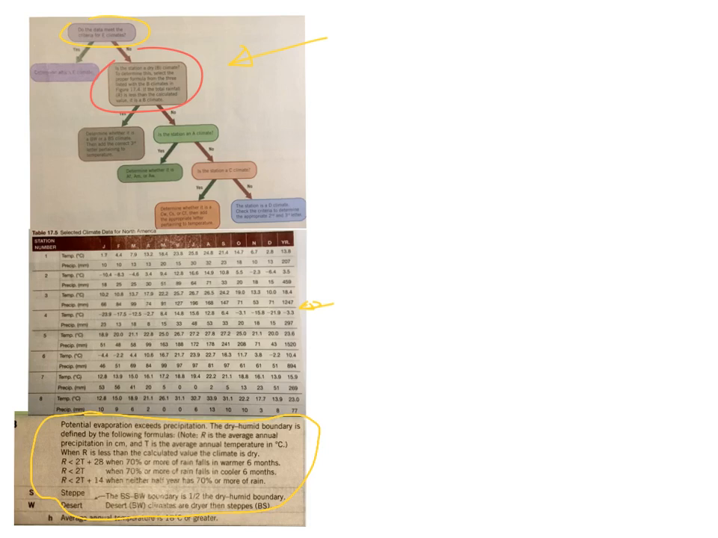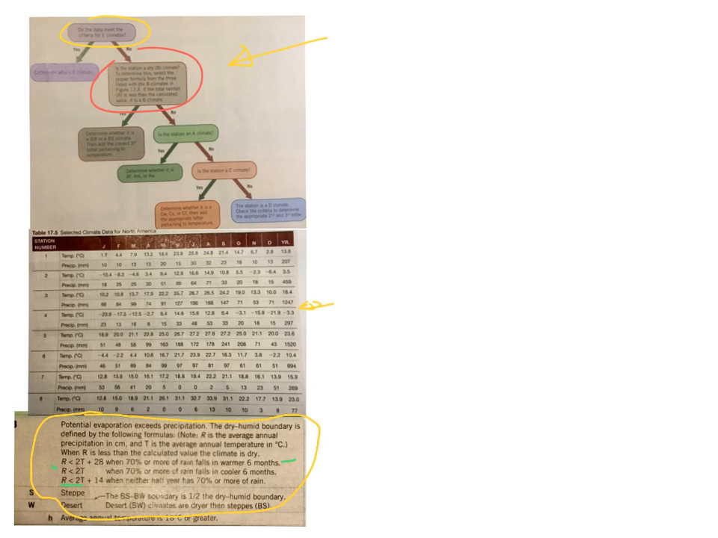So the first one is when R is less than 2 times T plus 28. That's this one here, when 70% or more of the rain falls in the warm months, those warm months being April through September. The second one, R is less than 2 times T, when most of the rain is falling in the cooler months. And then the final one is when neither half of the year has more than 70% of the rain, so the rain is a little more evenly distributed over the course of the year.